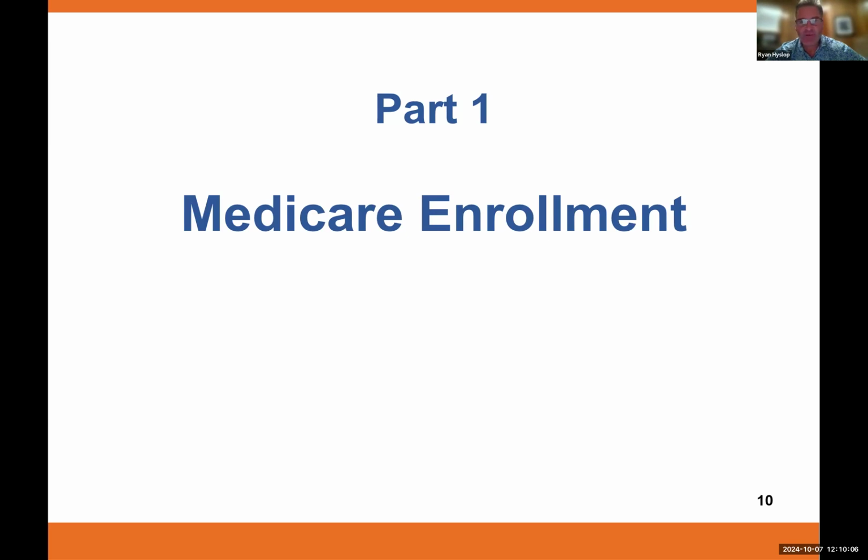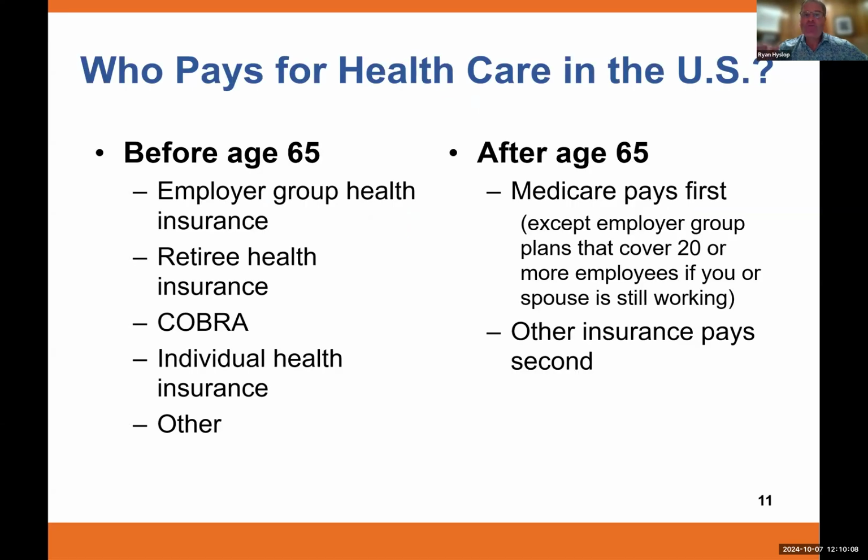All right, so part one, Medicare enrollment. Who pays for healthcare in the United States? Well, before age 65, for those of you that are UCSD, either retirees, emeriti, or you're currently at UCSD, you know that you have your employer group health plan, which is a great plan here at UCSD. If you retire ahead of time, meaning prior to 65, you have the retiree benefits at UCSD. And then at 65, of course, you're going to sign up for Medicare as a primary payer.